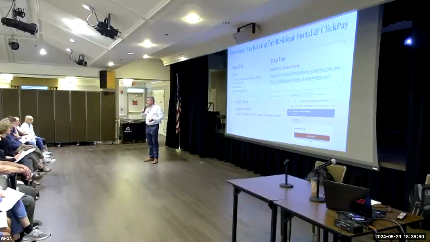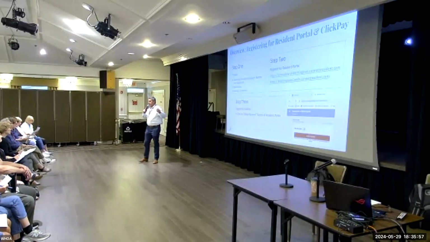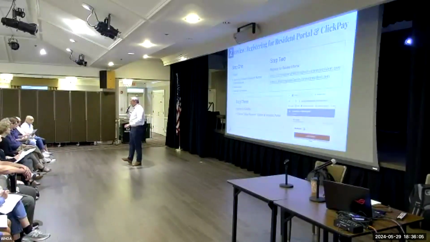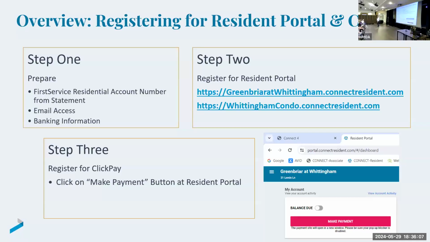Before you get started, a little preparation work that you can do is, one, make sure you know what your FirstService Residential account number is. I have a slide that's going to show you what that account number is. We'll get to that. Make sure that you have access to your personal email account. If it's a Gmail account or an AOL account, whatever it is, make sure you can access that with a mobile phone or a personal computer, because you will be sent a verification code that you need to enter as you're going through the registration process. And then finally, make sure you have your banking information handy so you can set up your automatic payments. So you have your ABA routing number along with your account number.